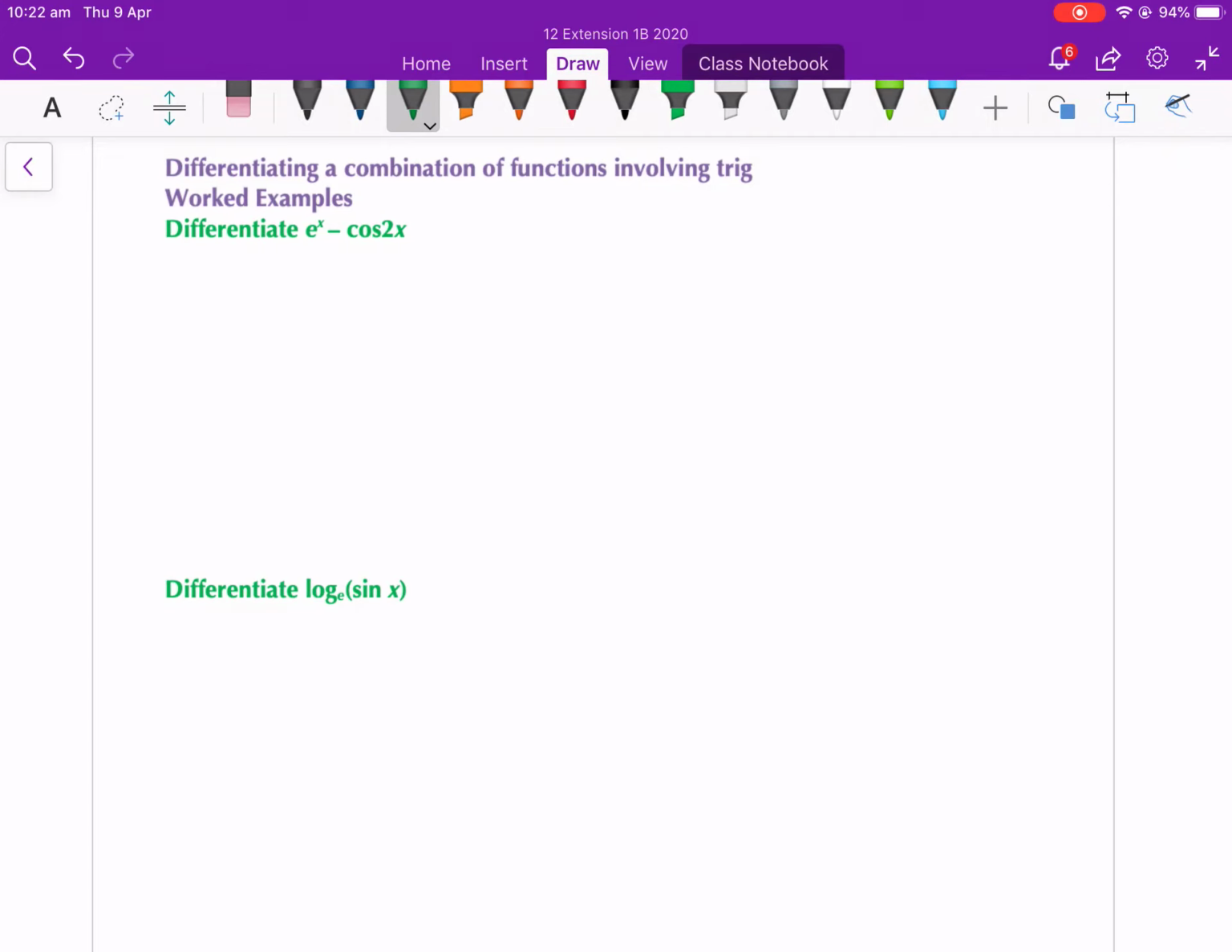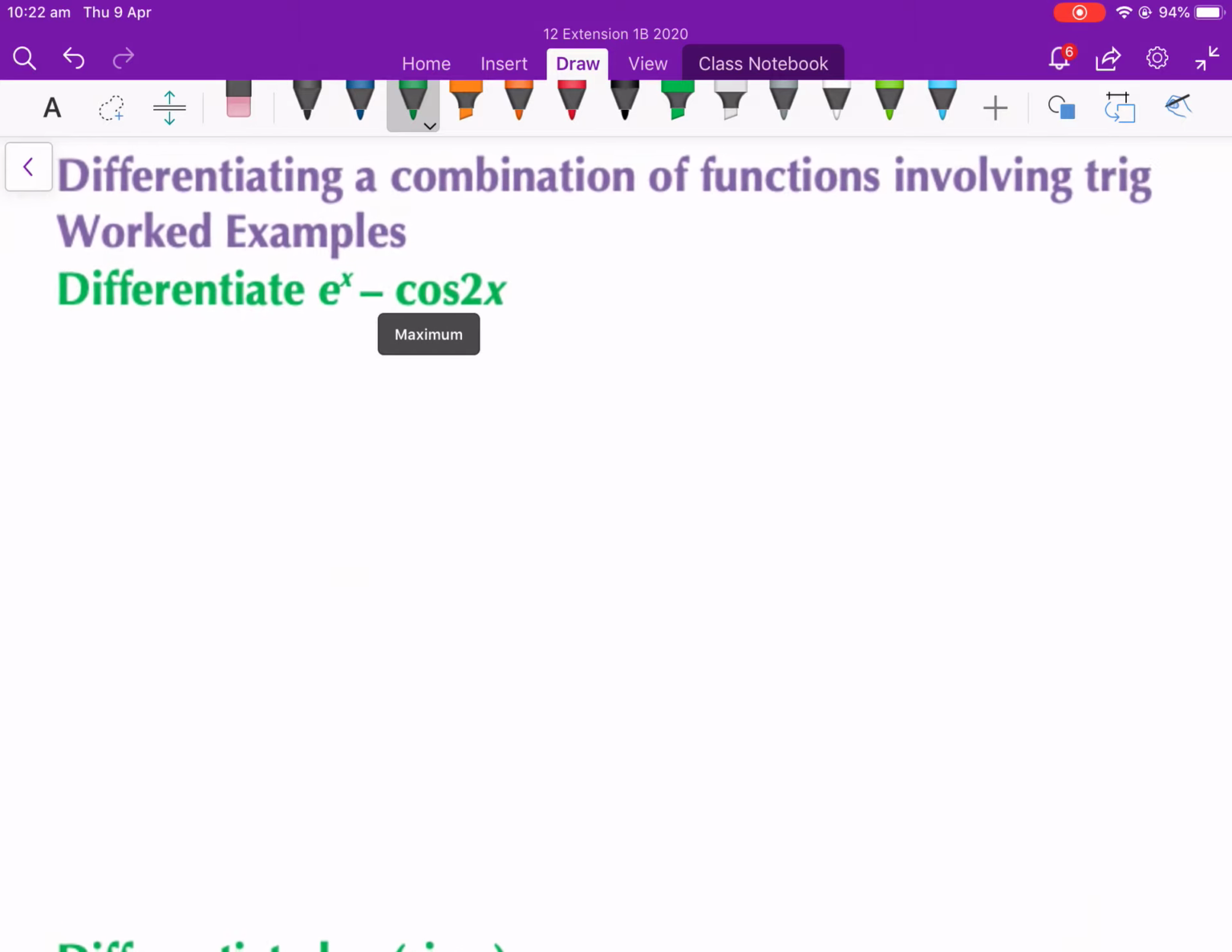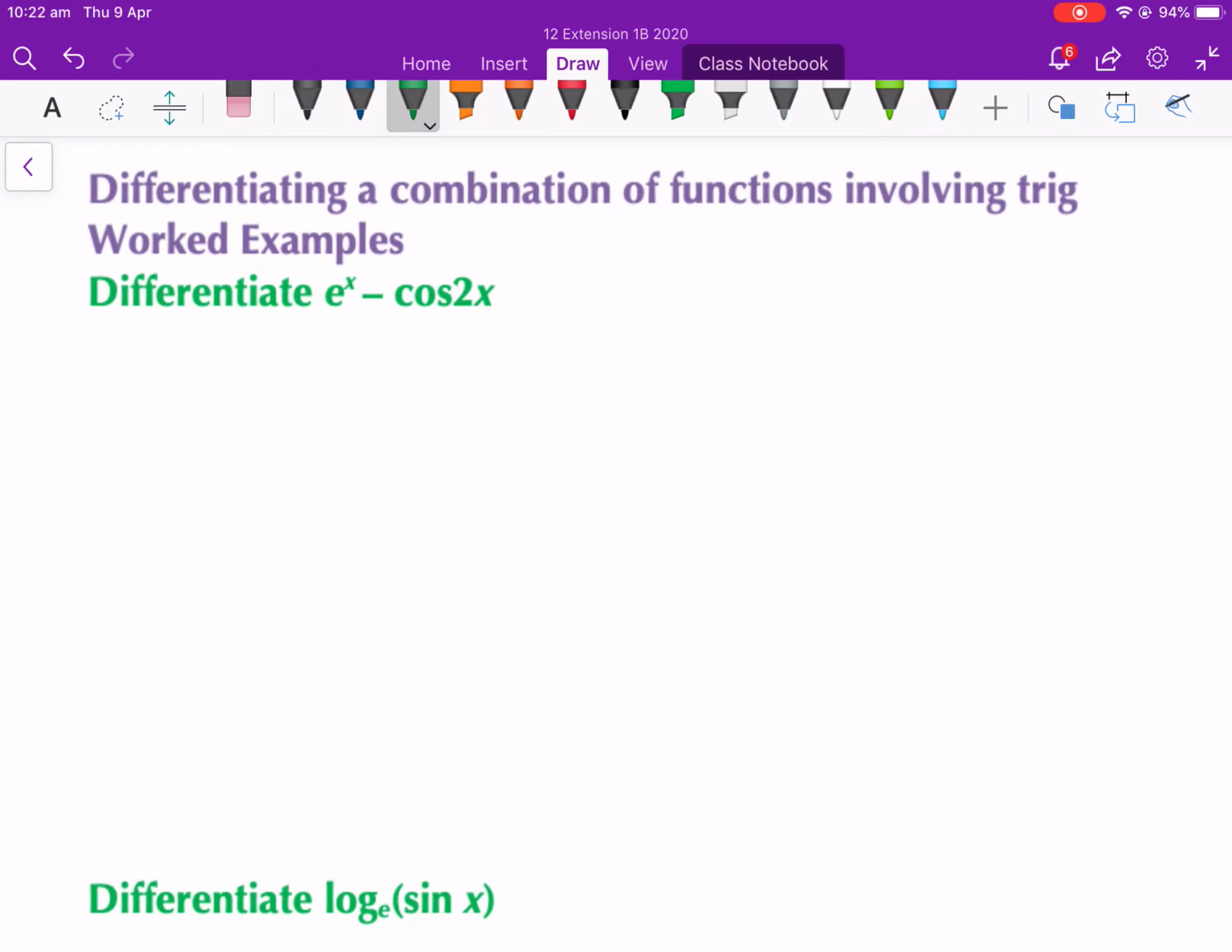So the next section we're going to look at here is where we differentiate a combination of different functions that involve trig. And this is now just applying all of our knowledge that we've picked up over the last few topics. I'm going to start off here by differentiating e to the x minus cos 2x. Now this is just a function that involves two different terms, and we're going to differentiate these individually as well.